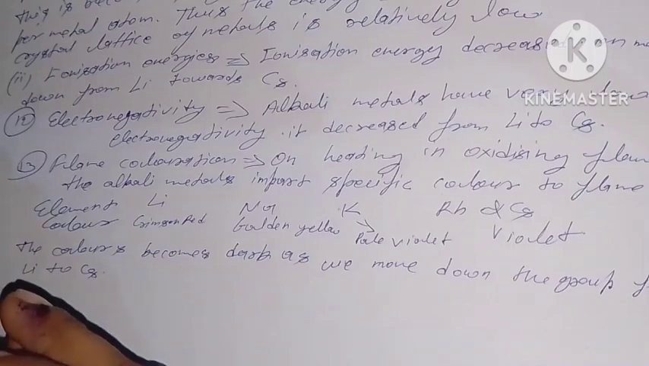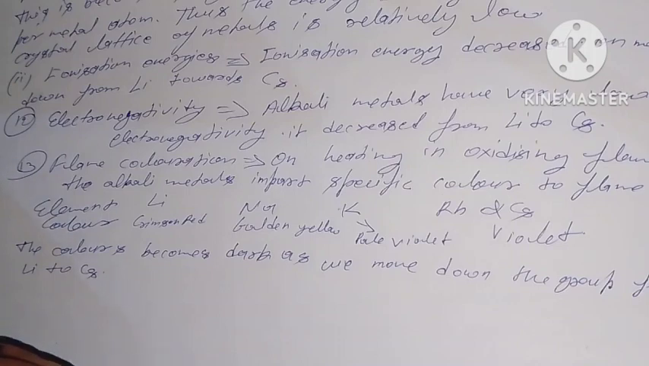When alkali metals or their salts are heated in an oxidizing flame, the electrons get excited to higher energy levels. When these excited electrons return to their ground states, the excitation energy which had been absorbed by them is released in the form of light in the visible region of the spectrum. The emitted energy falls in the visible region and imparts a characteristic color to the flame.